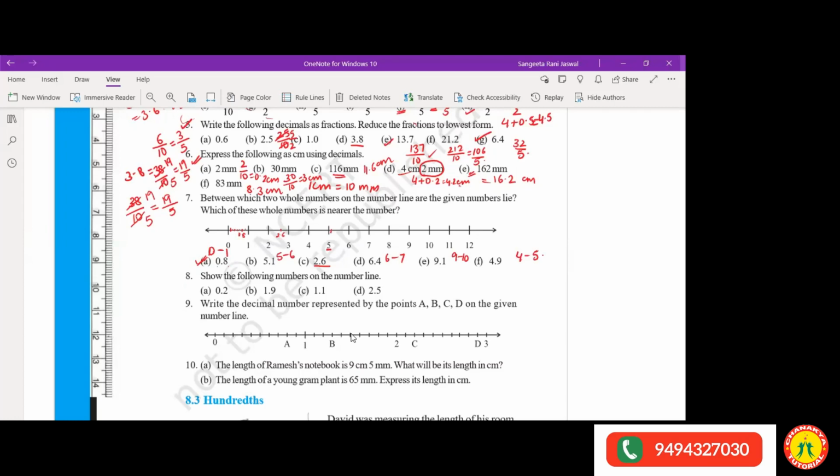Okay, now show the following numbers on the number line. Now please make a number line in your notebook and represent these points on the number line. Remember, the time is up.